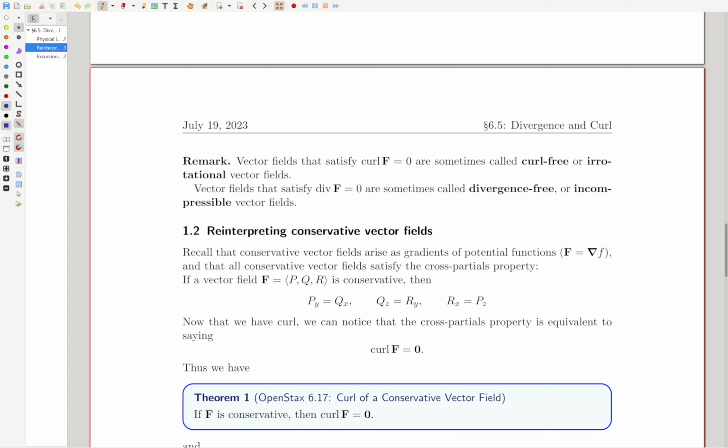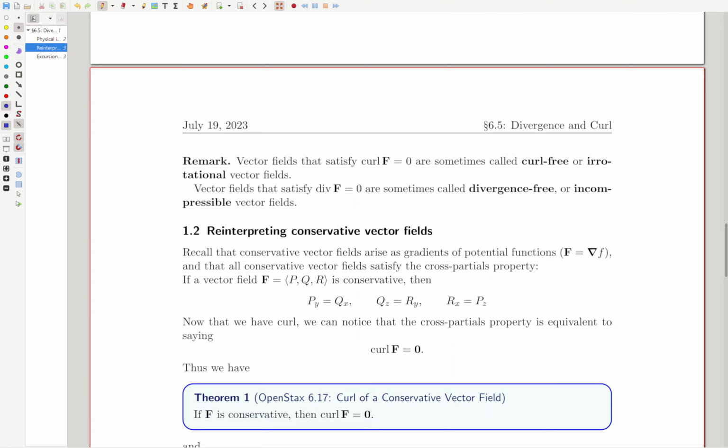Right, okay, more vocabulary. So this expression that the curl of some vector field f is equal to 0, sometimes this is stated as saying that f is curl free, or f is an irrotational vector field. And if in this statement here, divergence of f is equal to 0, that's sometimes said as f is divergence free, or f is an incompressible vector field.